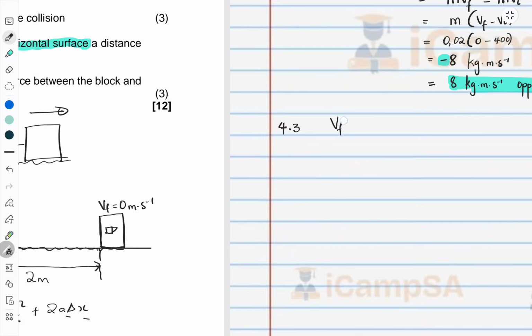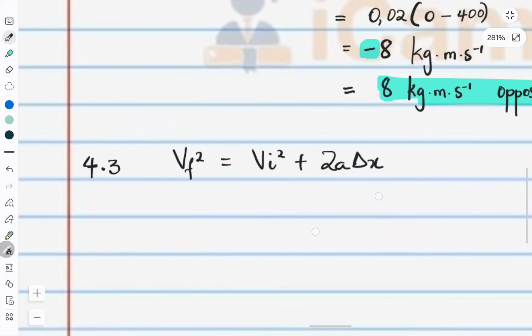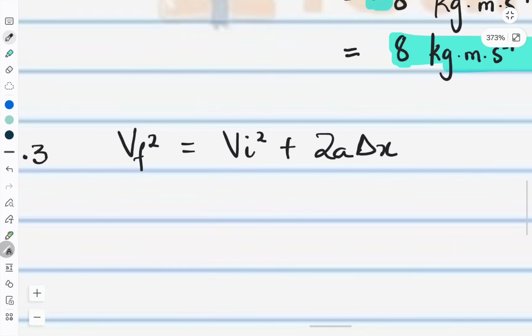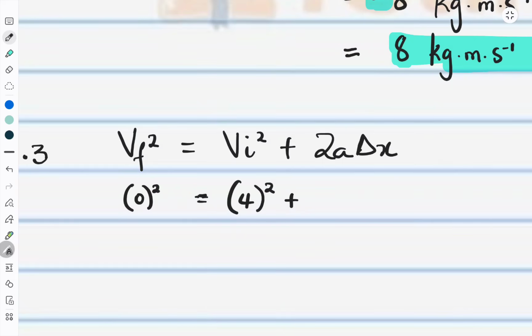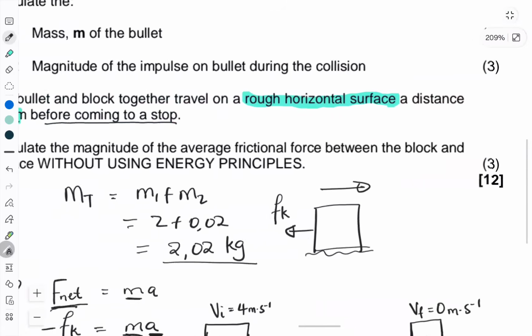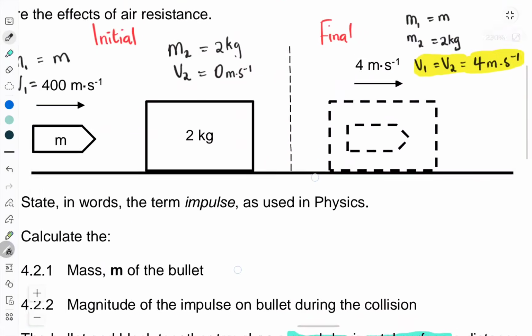We know that VF squared, VI squared, I think we used it earlier, but it was delta Y then. So check now. We are told that it will travel for 2 meters before coming to a stop. So our final state is 0 squared. Our final velocity, sorry, will be 0. But initially, before it comes to a stop, it will be traveling at that 4 meters per second. Right? Where did we get the 4 meters per second? We got it from here.